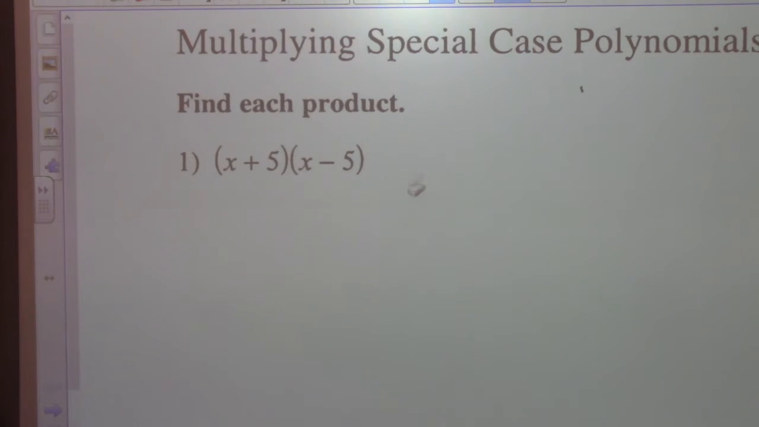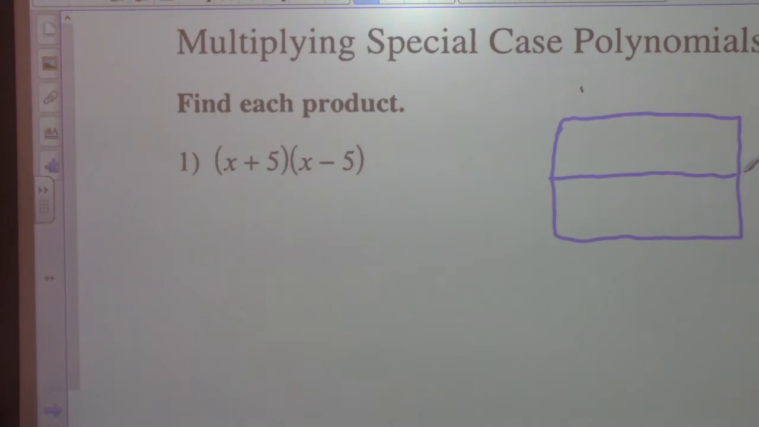This one today is working on what we call multiplying special case polynomials. There are two types of cases here, and I'll show you what they are. I'll do one of each type of problem, and then we'll call on some people to help us out with this. In first period, some people would come up to the board, some people would just say what it is. But anyway, we have this one here, using the box that we talked about the last couple days. We got x plus 5 and x minus 5 right here.